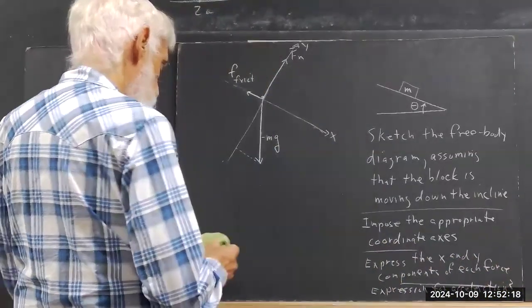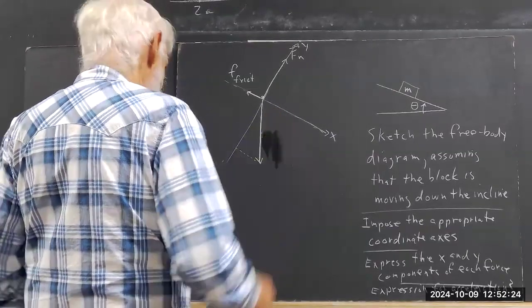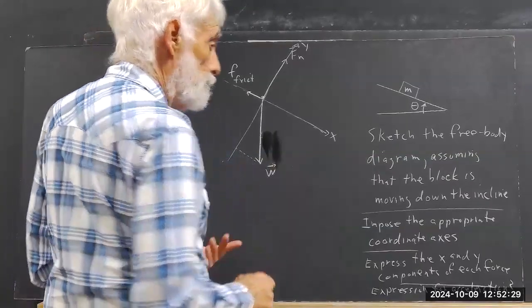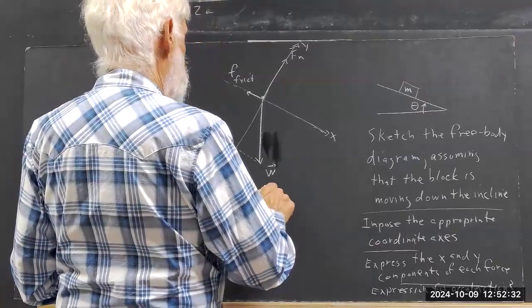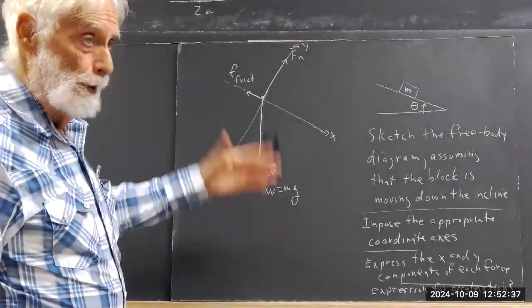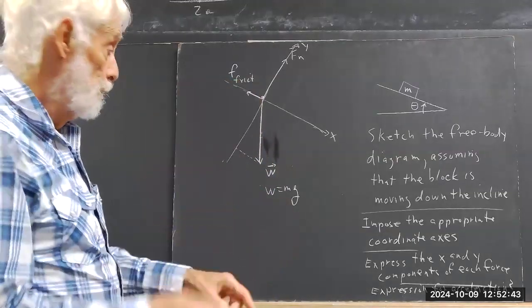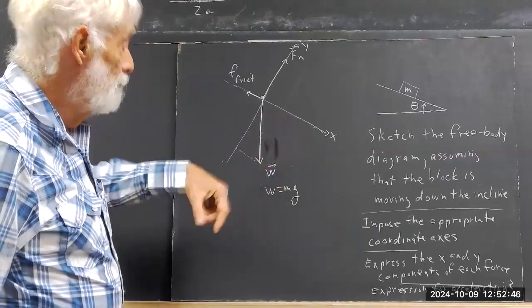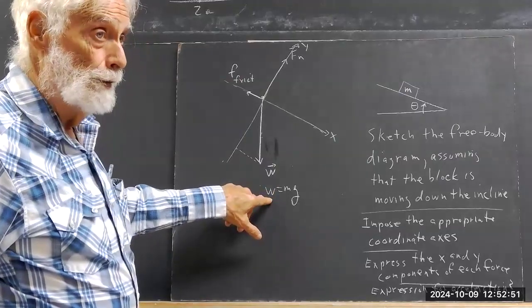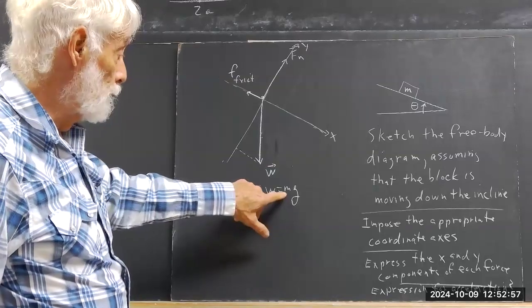I'm going to change my labeling here. Okay, I'm going to call this W, and the magnitude of W is mg. Now, if I write W without an arrow, that means the magnitude of W. I could put absolute value or norm signs around W with an arrow, and it would then mean the magnitude of the vector. But I choose just not to write the arrow. This means the magnitude. That's how much force, and it's mg.